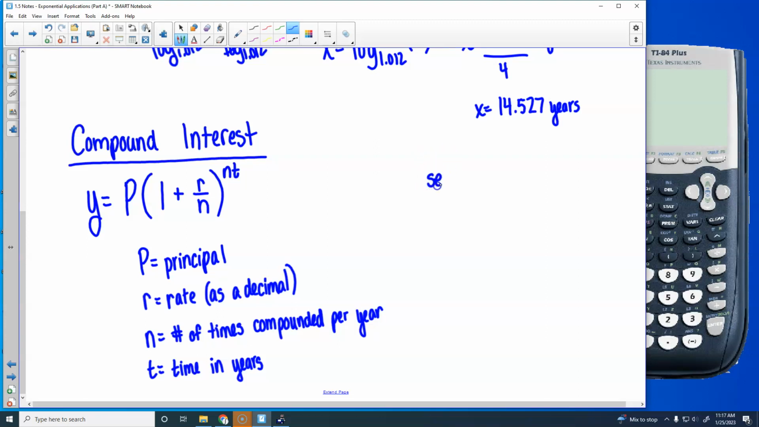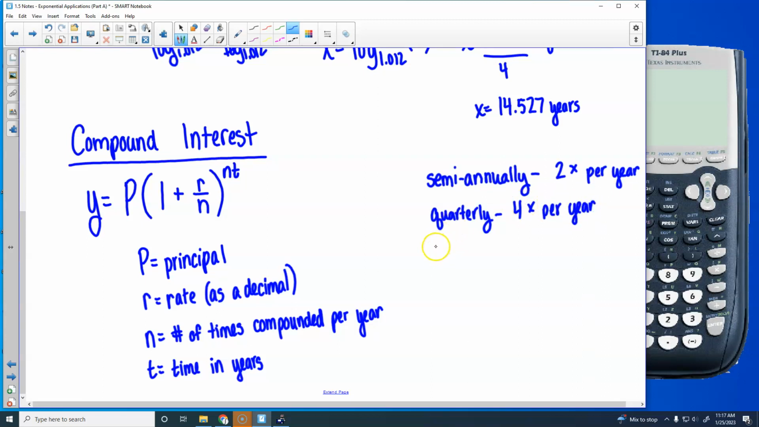If you see semi-annually, that is 2 times per year. Quarterly, obviously, I've already done that one, 4 times per year. Then, you're probably not going to see anything again till monthly, which is 12 times per year.